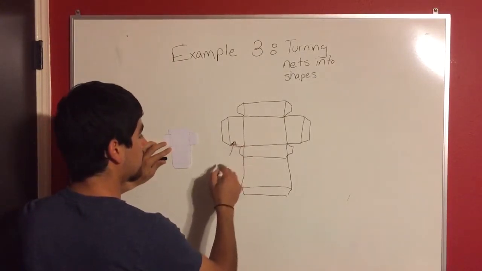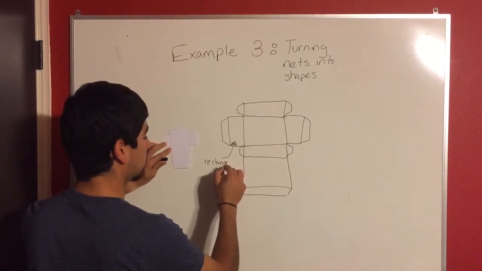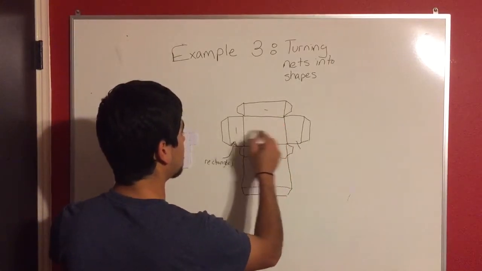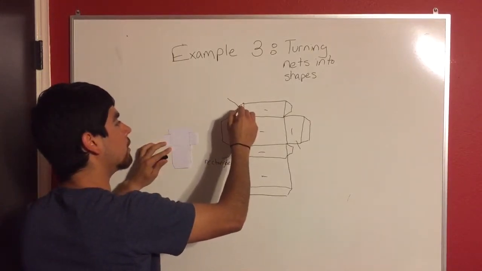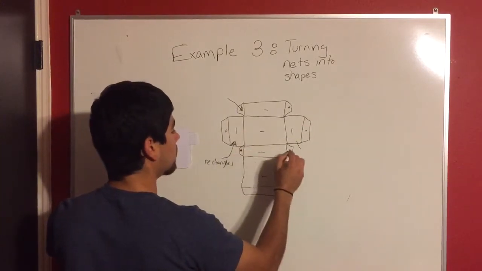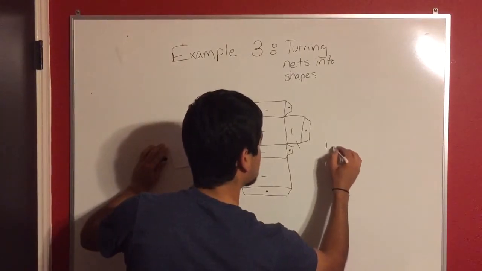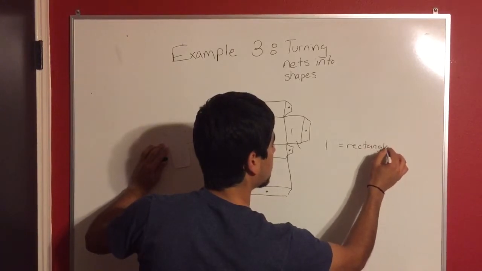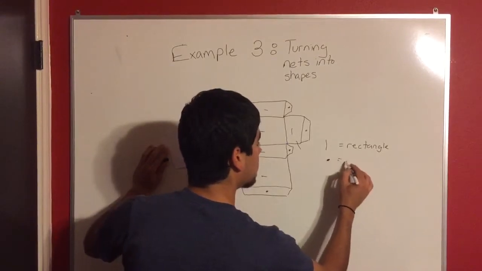These right here are rectangles. All these right here are rectangles. Rectangle, rectangle, rectangle, rectangle, rectangle, rectangle. The ones that have dots on them, I call those flaps. So here I'm going to make a key. So this equals rectangle. Each mark I made, like a line, it's a rectangle, and for each dot, it's a flap.